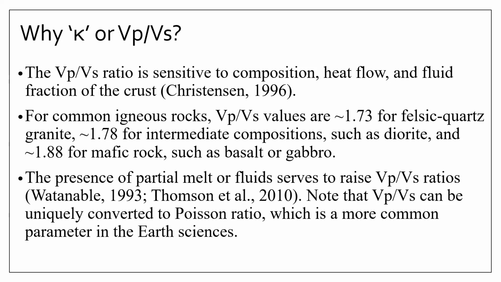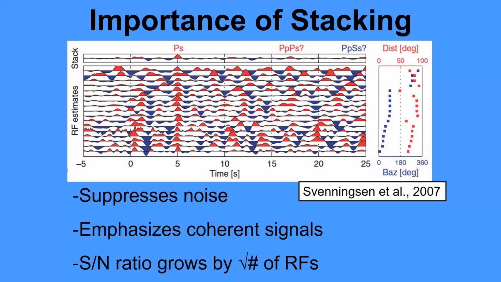And H in the H-kappa is the depth of the Moho, that means the boundary between the crust and the mantle. So to find the depth of the Moho and the average Vp/Vs ratio of the crust, the H-kappa stacking is performed. So this is the importance of the stacking.